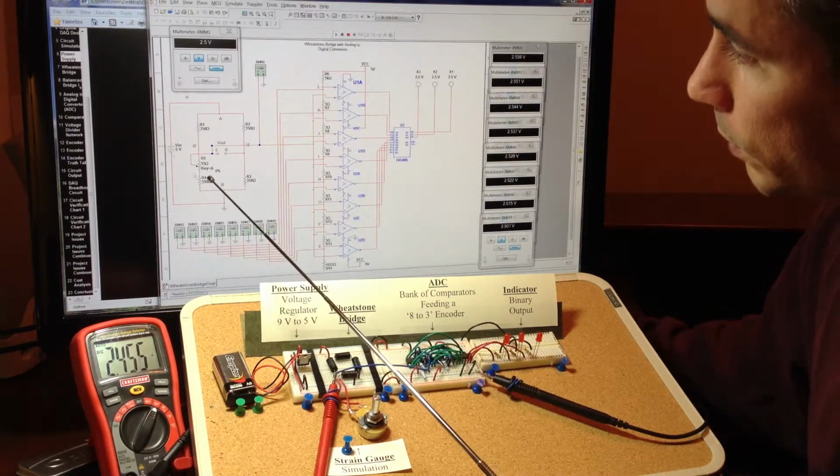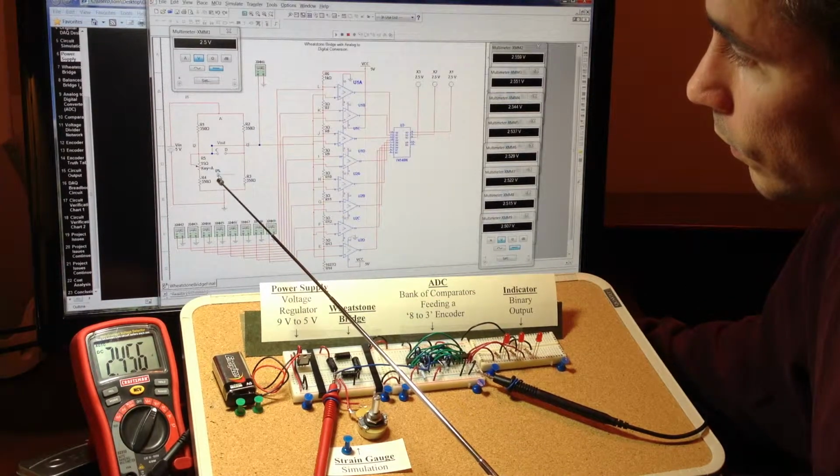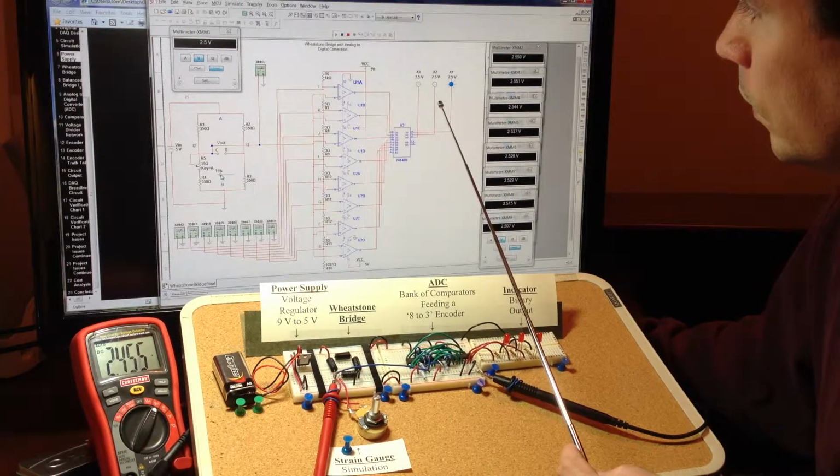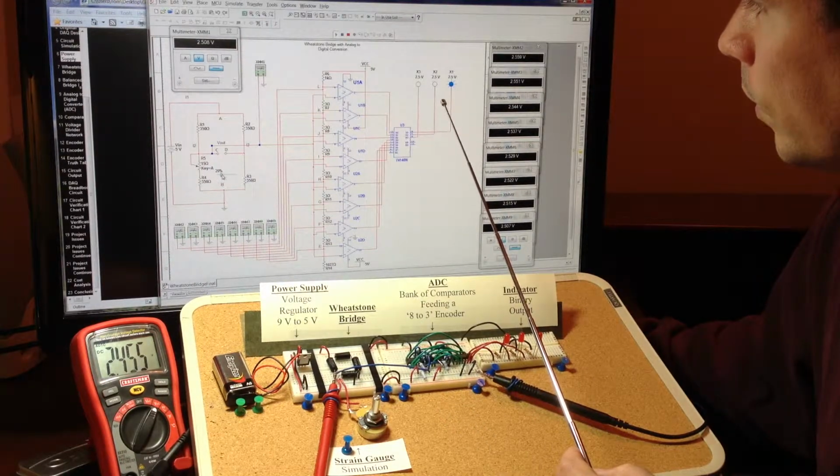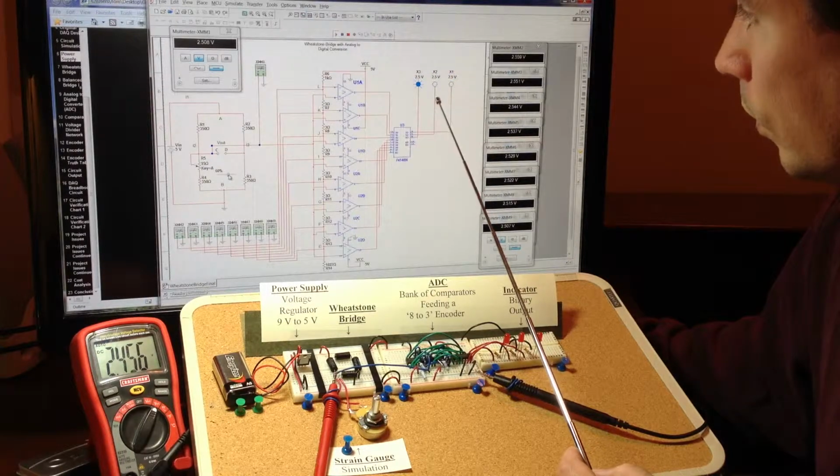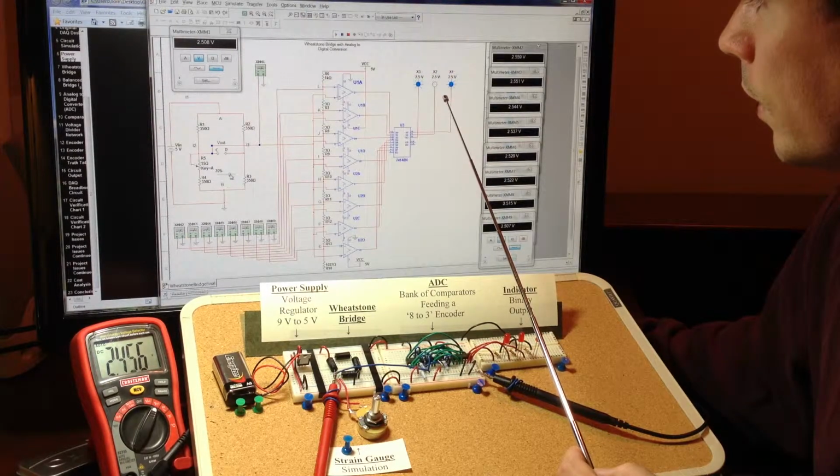So as I increase the potentiometer, you will see the indicators light. That's a binary 1, binary 2, binary 3, binary 4, binary 5, binary 6, and binary 7.